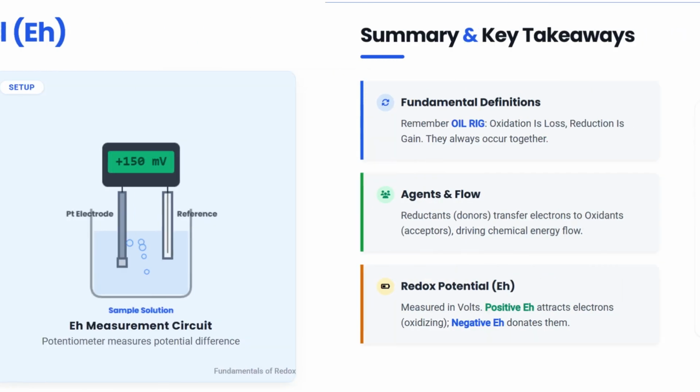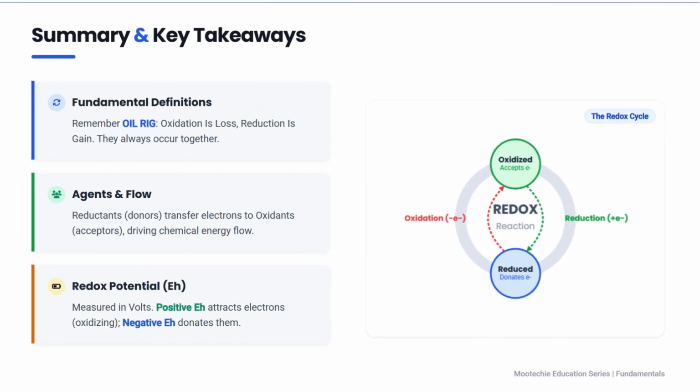Finally, let's wrap up with a summary and the key takeaways. Remember the fundamental definitions with OIL RIG. Oxidation is loss, reduction is gain. They always happen together. Reductants are the donors that transfer electrons to oxidants, the acceptors, and this drives the flow of chemical energy. Redox potential, EH, measured in volts, tells us the direction of this flow.